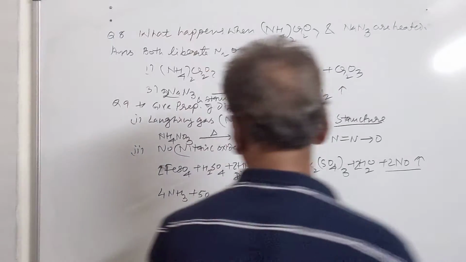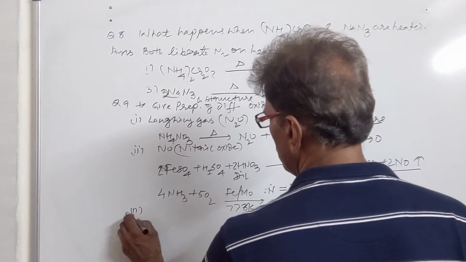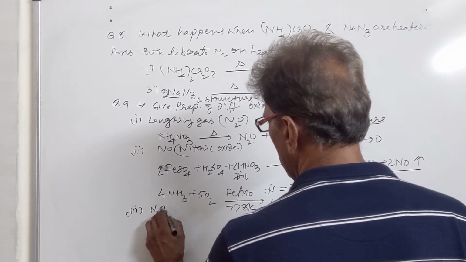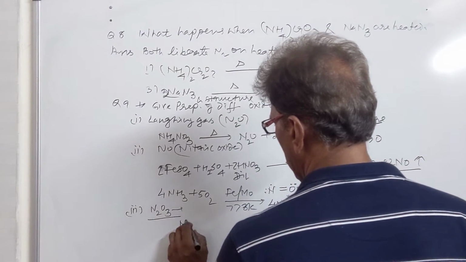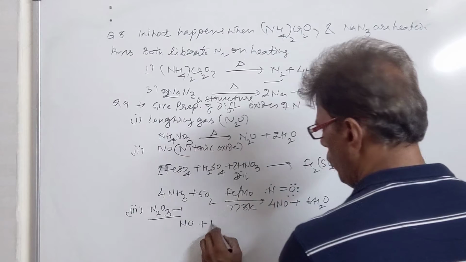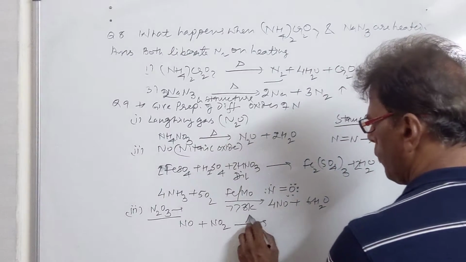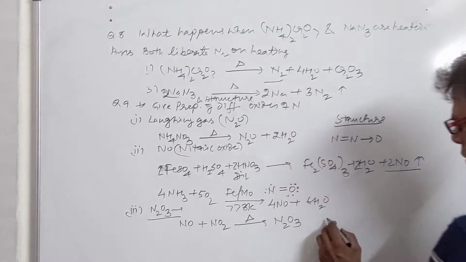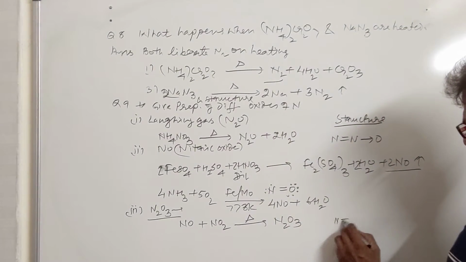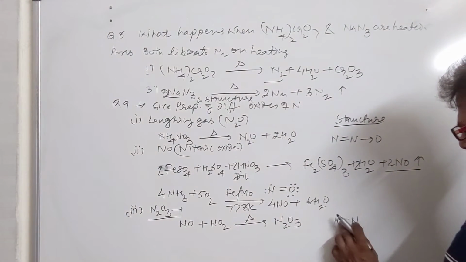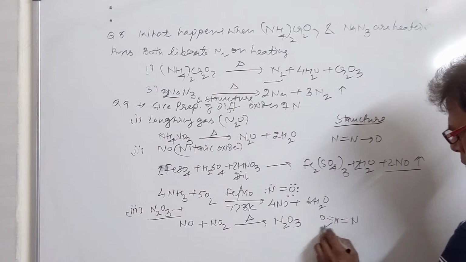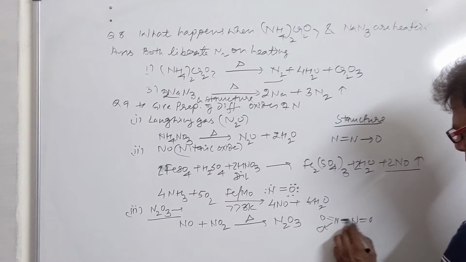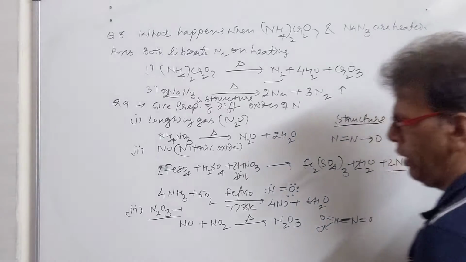Then we have N2O3, dinitrogen trioxide. It can be obtained by heating NO with NO2. You will get N2O3. Structure of this oxide is like this, this is a single bond. This is N2O3.